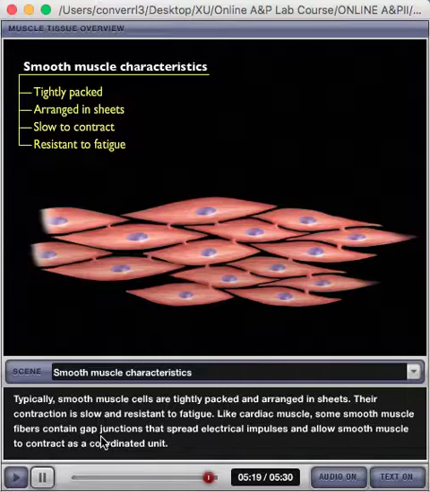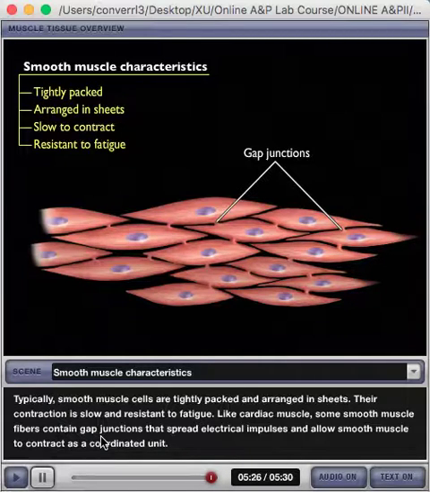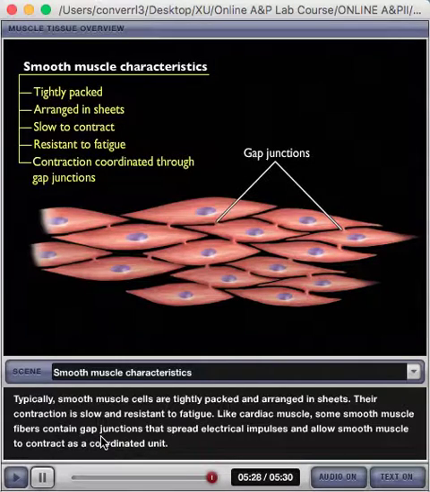Like cardiac muscle, some smooth muscle fibers contain gap junctions that spread electrical impulses and allow smooth muscle to contract as a coordinated unit.